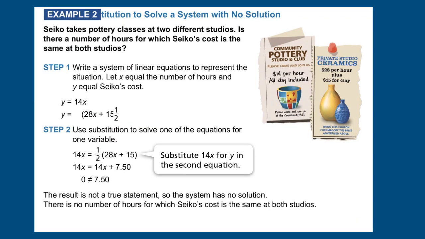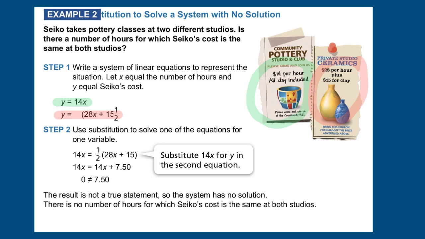All right, this is example number 2 on page 283. It says Seiko takes pottery classes at 2 different studios. Is there a number of hours for which Seiko's cost is the same at both studios? So they already wrote our system. This one is $14 per hour. And this one is $28 per hour plus $15 for clay.